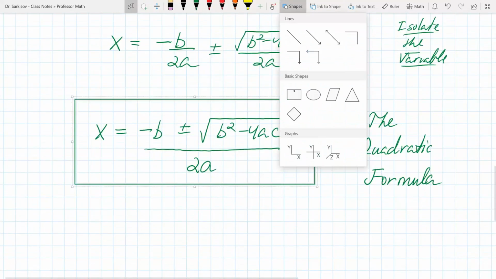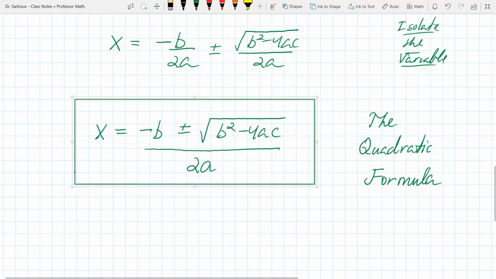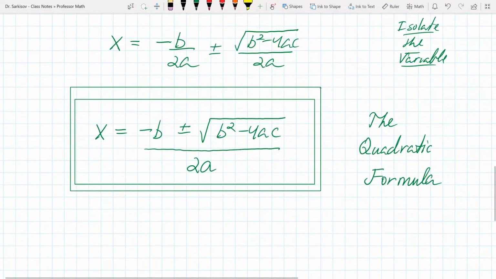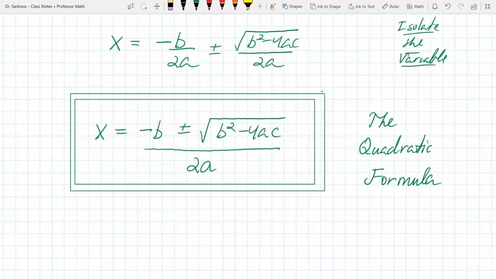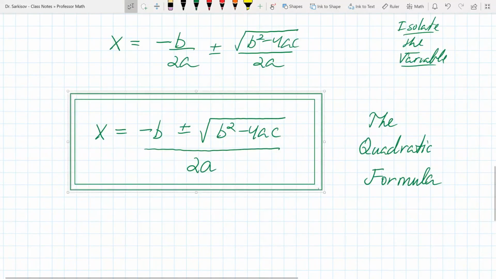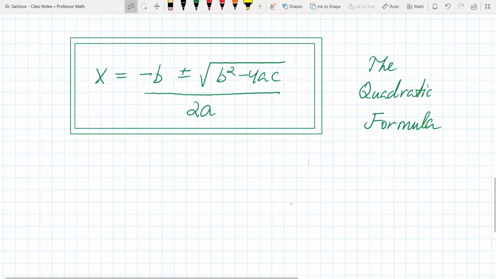So let's do that, and let's do another one of these. It's a big result. Okay? That we've gotten. All right? That's the quadratic formula. Now, like I said, let's do an example.